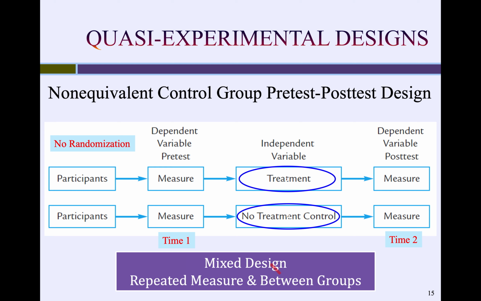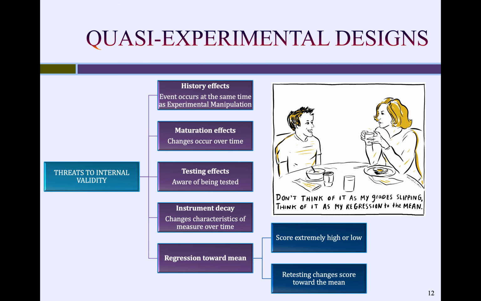This is also a mixed design because you can see you have repeated measures because both your groups are taking it at time 1 and time 2, but it's also between groups because you're assessing the differences between these two groups, those who received the intervention and those who did not.